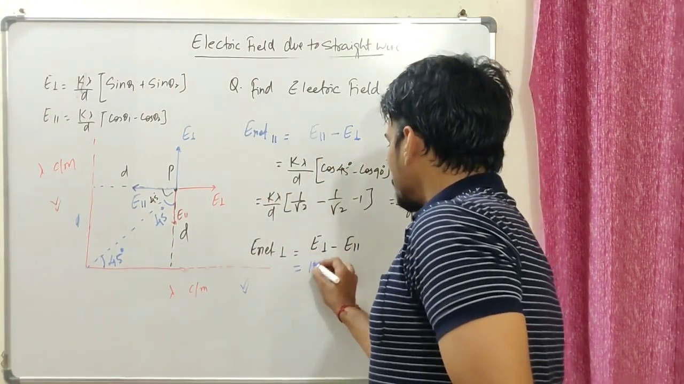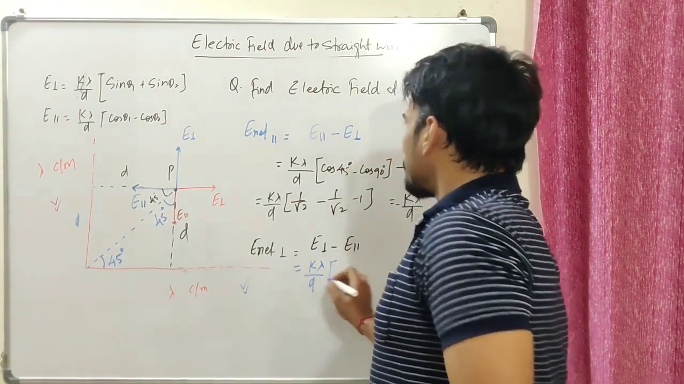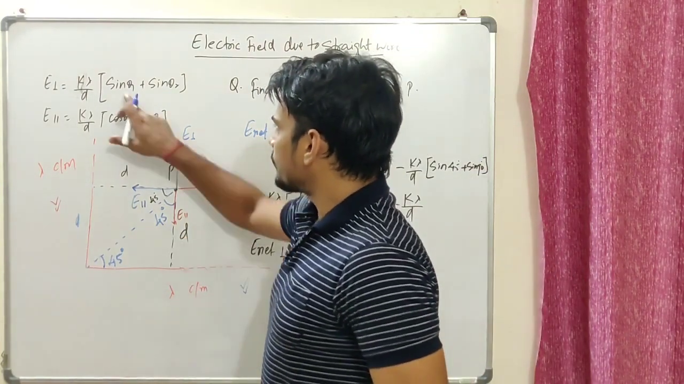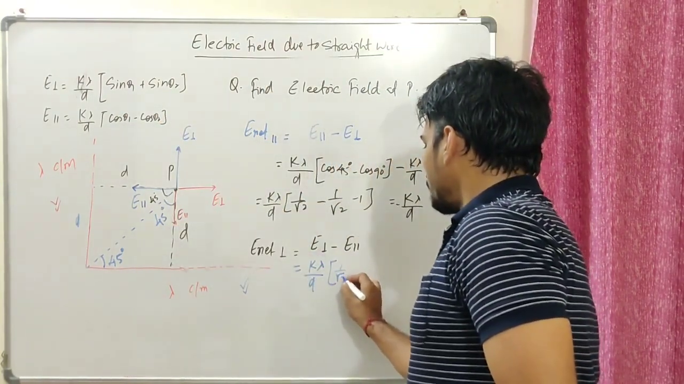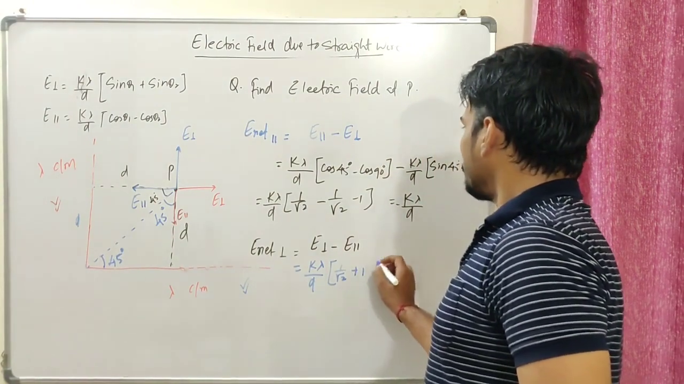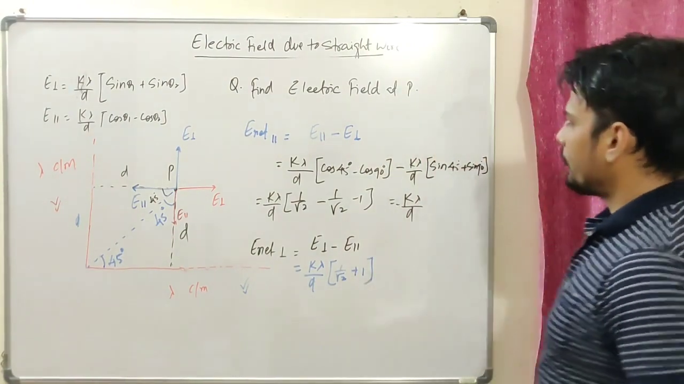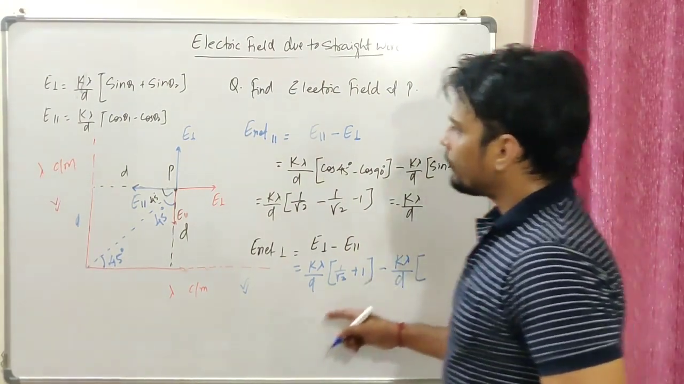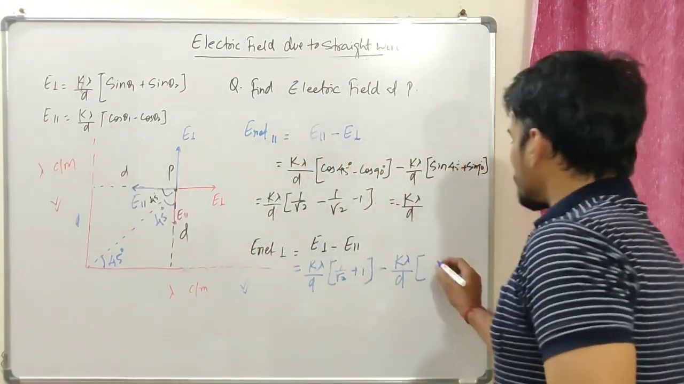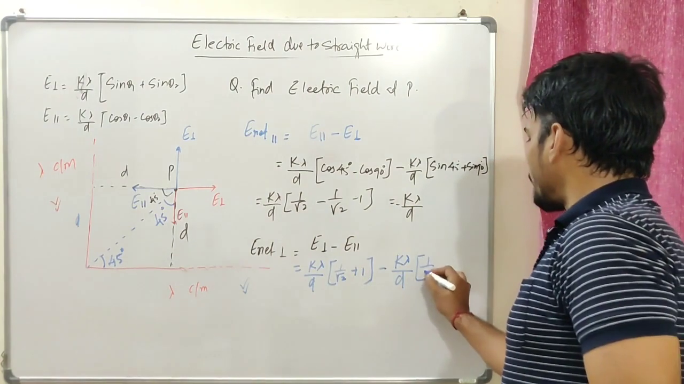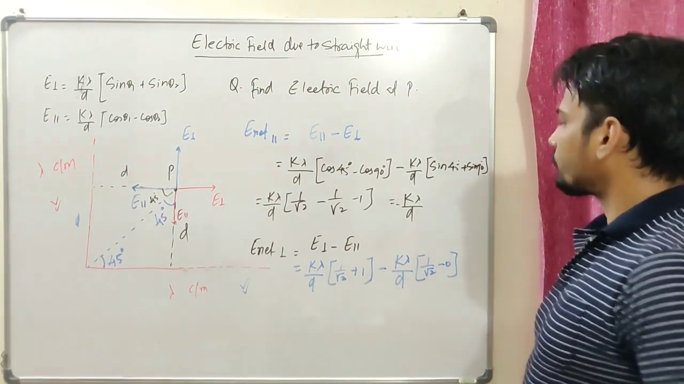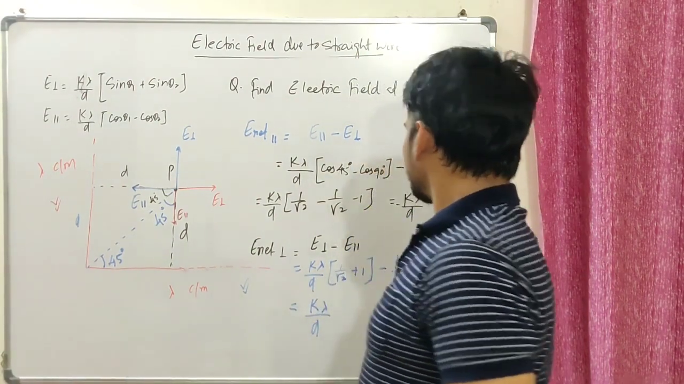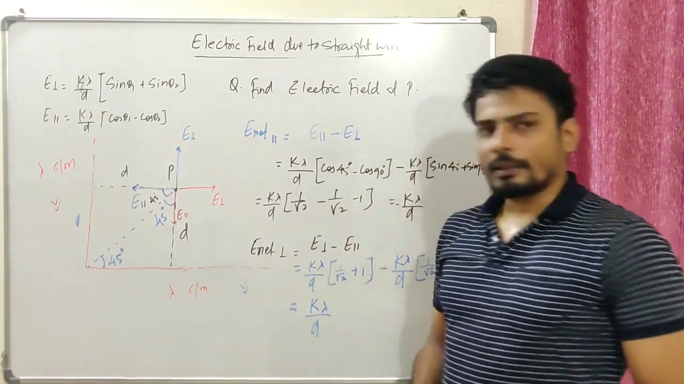So E perpendicular should be how much? K lambda over D, sine of 45 plus sine 90. I'm writing it right away this time. Sine 45 plus sine 90, that should be 1 by root 2 plus 1. Okay, minus E parallel, K lambda by D, and E parallel will be because of this wire. That should be cos of 45, 1 by root 2, cos 90 is 0. How much am I going to get? I'm going to get K lambda by D. If I take it common, I'll be getting K lambda by D itself.